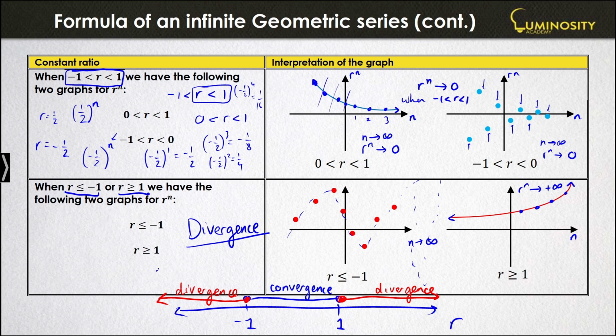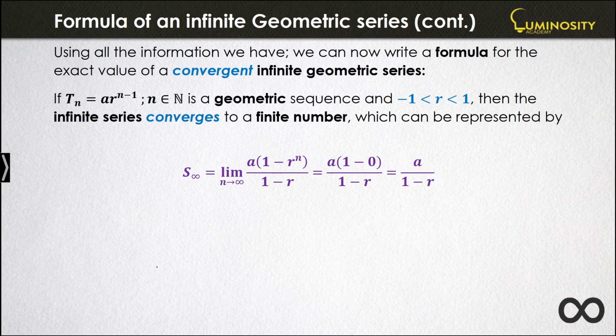Okay. So, what does it actually converge to? What is the whole point of this lesson? Using all that information we have, we can now write a formula for the exact value of a convergent infinite geometric series. That's the key word, because it converges towards a number. So if T_n is equal to a times r to the n minus 1, where n is a natural number, and that's the golden key, the crux, the holy grail, your r must be between -1 and 1, then the infinite series is said to converge to a finite number.